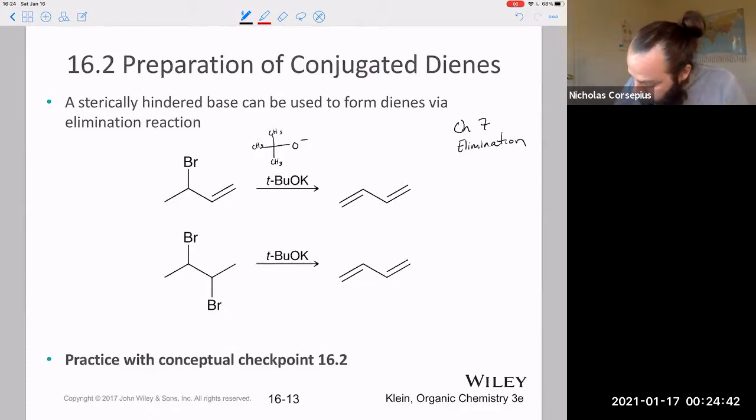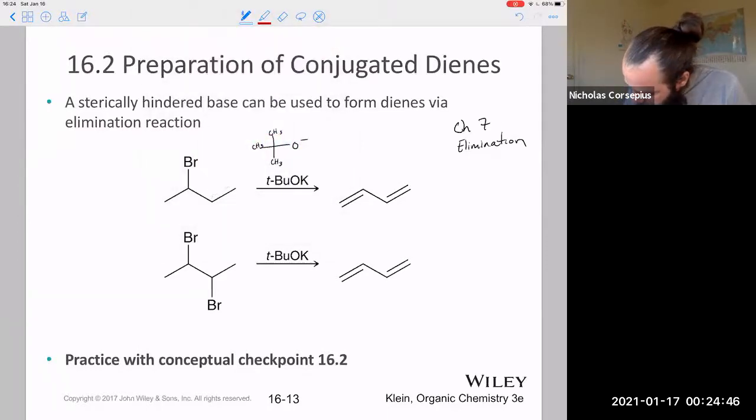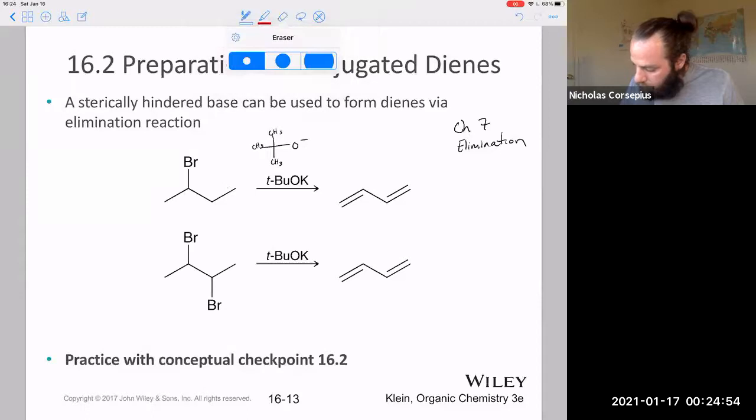I guess one simple example to give real quick would be, let's not talk about dienes for a second. Let's just talk about alkyl halides.